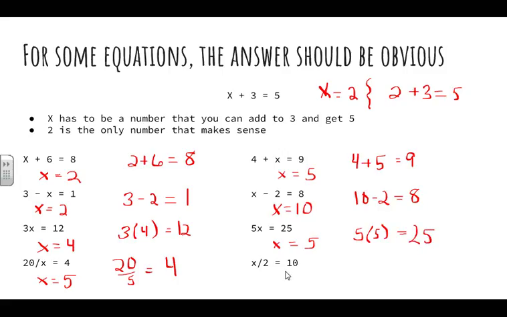Finally, x divided by 2 equals 10. X here has to be 20. It's the only number that you can divide by 2 to get 10. So to check that, 20 divided by 2 does equal 10.